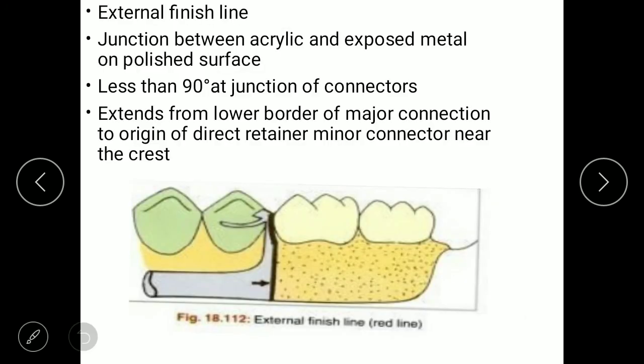Coming to the external finish line, it is a junction between the acrylic and exposed metal on the polished surface. It should always be less than 90 degrees at the junction of connectors. It extends from the lower border of the major connector to the origin of the direct retainer.